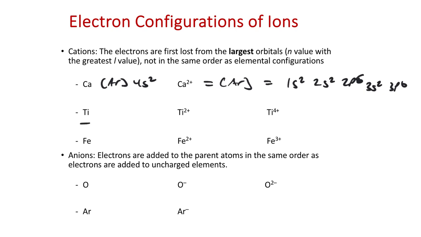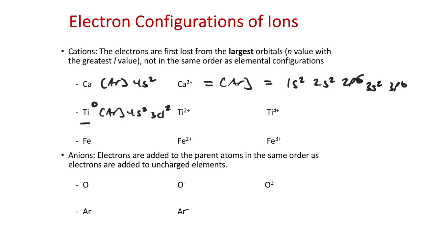Now, if we go to titanium, and really, if you're going to do a configuration of a cation, you almost always have to go to the neutral atom first. So let's look at titanium with no charge. Just to make sure we're looking in the right spot, it's 2 over from calcium. So its configuration would be argon, 4s2, 3d2.